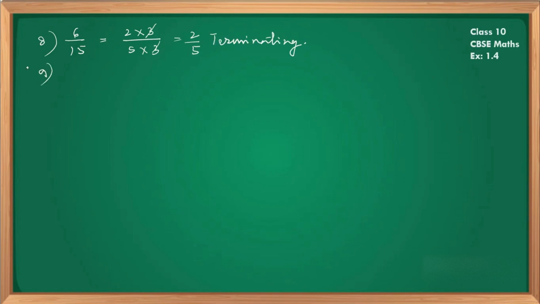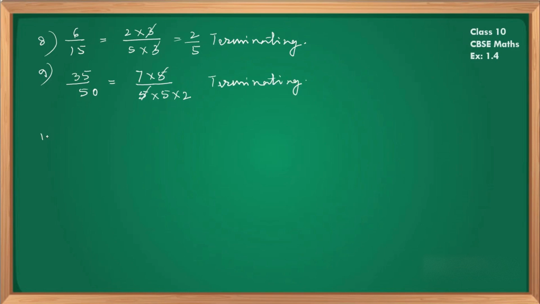Now let us try the ninth question, and the ninth question is 35 by 50. Now let us factorize. 35 can be written as 7 into 5. 50 can be written as 5 into 5 into 2. 5 5s are 25, into 2 is 50. You can divide this. The balance is 5 and 2. So you have denominator 5 and 2. Hence, this is also terminating.